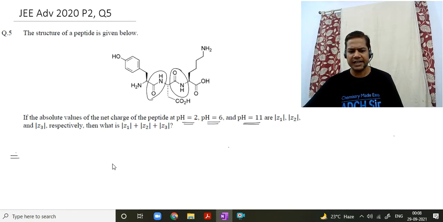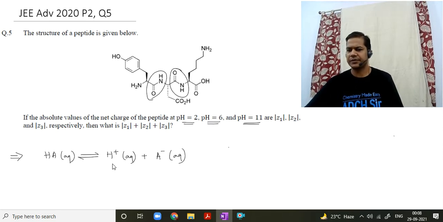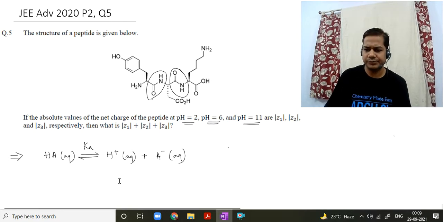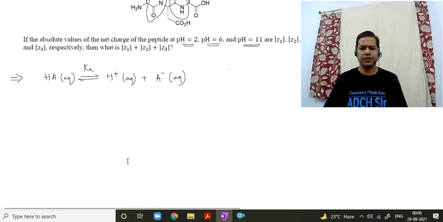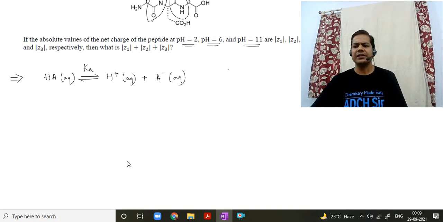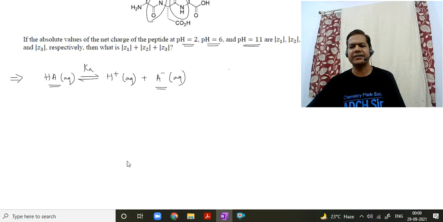Talking about a weak acid, suppose we have a weak acid HA that ionizes to give H plus aqueous and A minus aqueous. The ionization constant of the weak acid is Ka. We can plot a graph of concentration of HA and concentration of A minus at different pH.